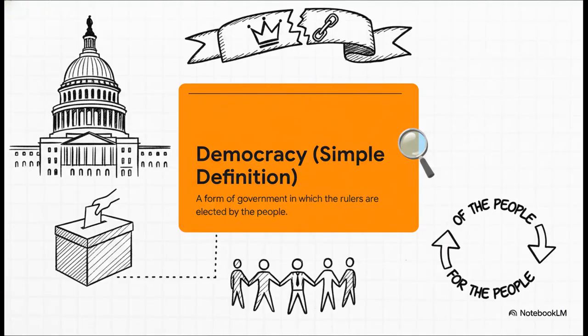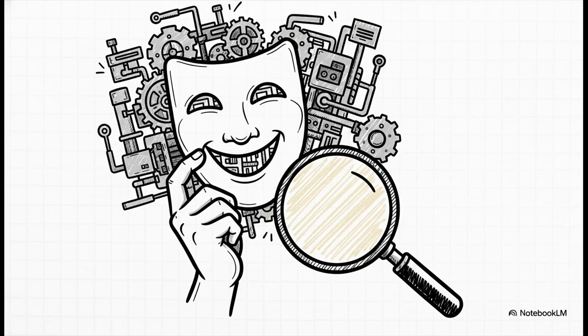Okay, so let's start with the simple definition. This is a great starting point for any answer you write. Democracy is a form of government in which the rulers are elected by the people. It's an idea that's often linked back to Abraham Lincoln's famous words, a government of the people, by the people, and for the people. But, and this is a really important but, this simple definition just isn't enough.